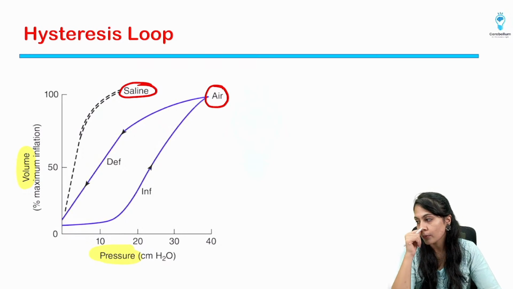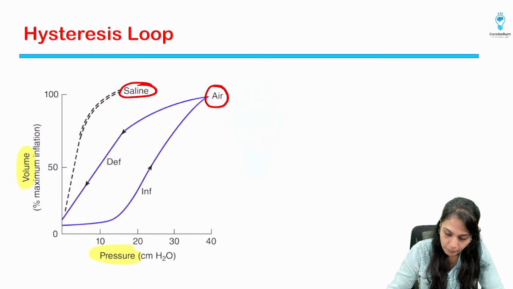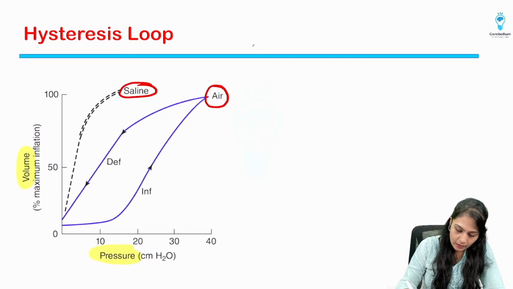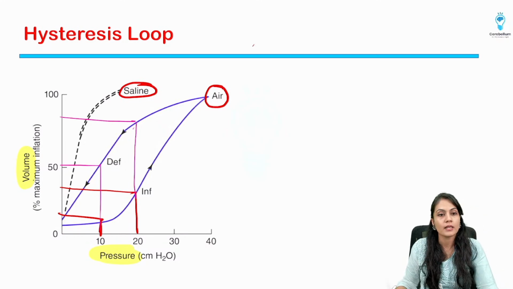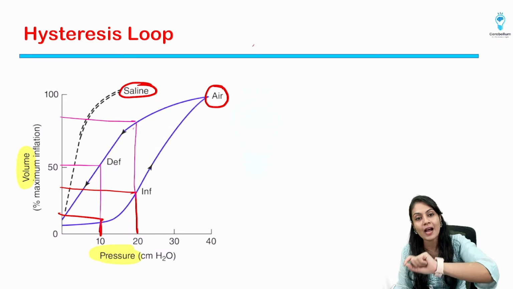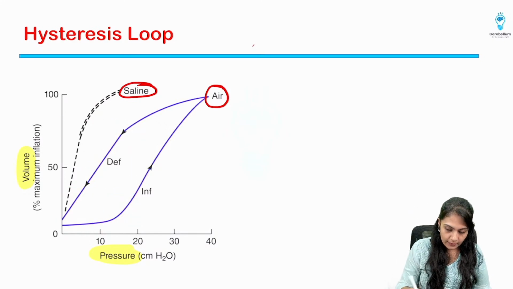Yes, Varun, Roy, you guys are right. Now see over here, if I say the difference between these two, and you can say during the deflation the difference is much more as compared to the inspiration, isn't it? That means the compliance is higher during the expiration. Why is it so? Please remember that, first of all, this is known as the hysteresis loop.